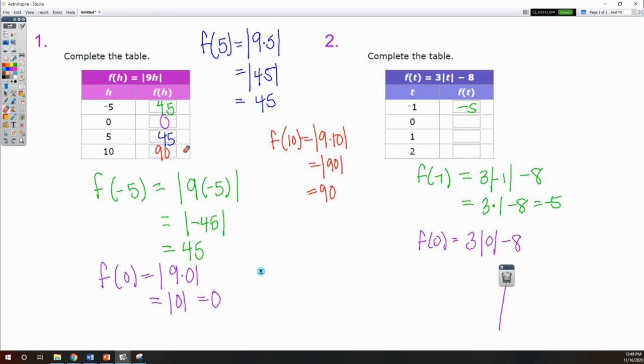The absolute value of 0 is 0, and 3 times 0.